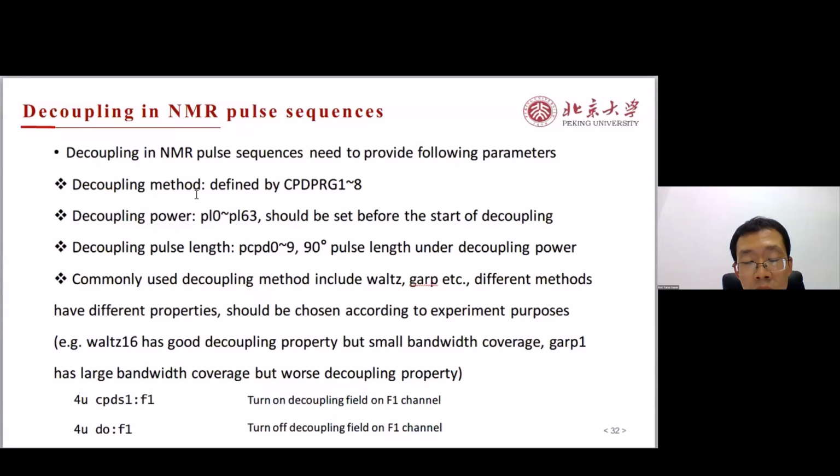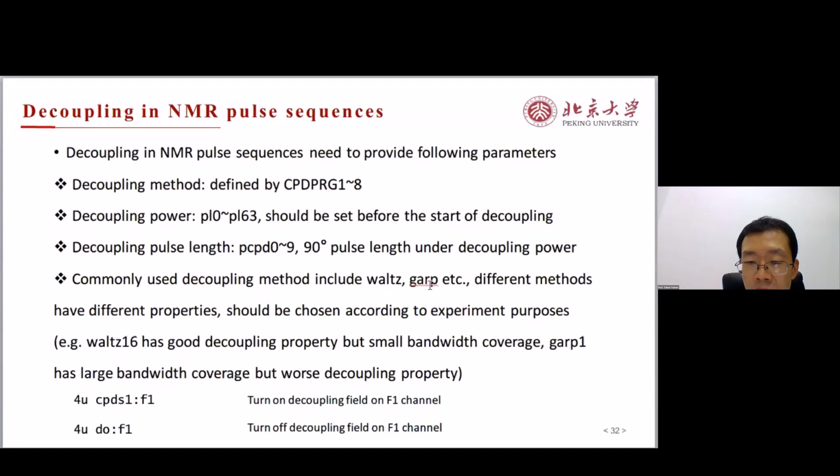Also, in the pulse sequence, decoupling is quite commonly used. The decoupling is defined by this decoupling program CPDPRG 1 to 8. You have to define the power of the decoupling, the 90-degree pulse length at the decoupling power, and the method to decouple, like WALTZ or GARP.